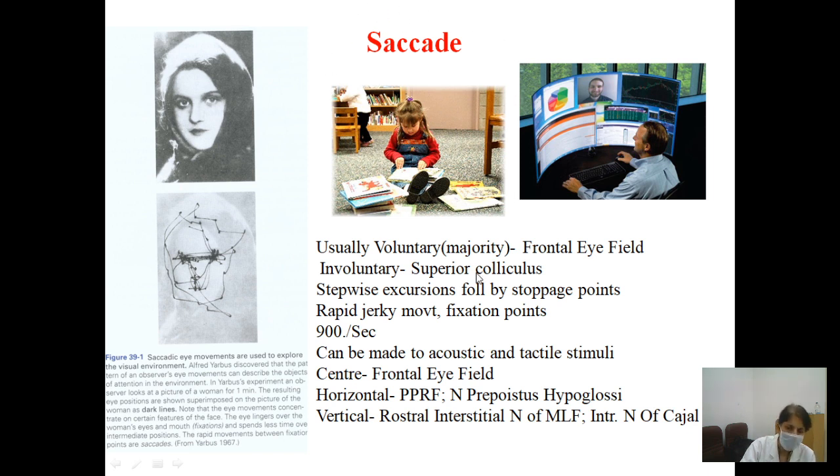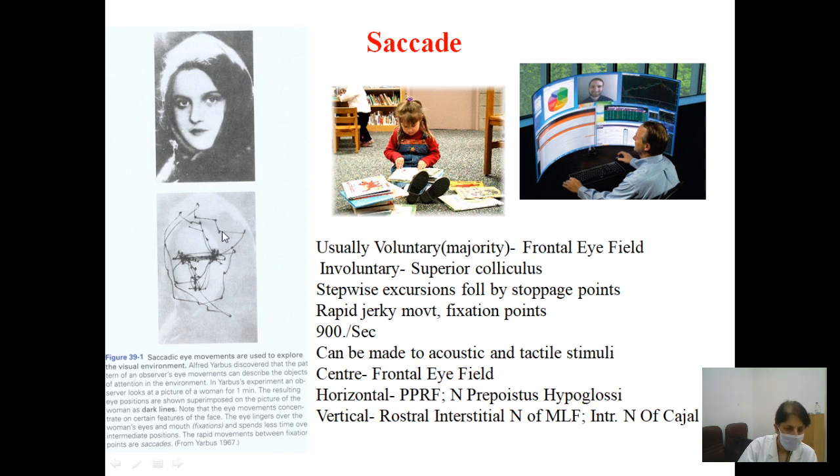90% of saccades are voluntary, and the center is the frontal eye field, area 8. If they are involuntary, which is very few, they are by the superior colliculus. When you are looking at a stationary object or reading the newspaper or your book, you do not see it in a smooth fashion. Your eyes execute rapid jerky movements followed by stoppage points, which are known as the fixation points.